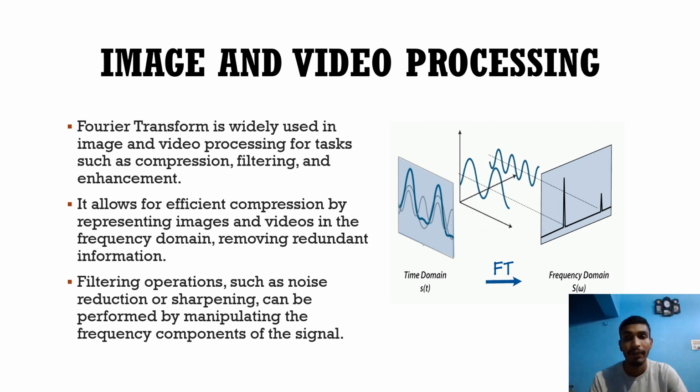Image and video processing. Fourier transform is widely used in image and video processing for tasks such as compression, filtering, and enhancement. It allows for efficient compression by representing images and videos in the frequency domain, removing redundant information. Filtering operations such as noise reduction or sharpening can be performed by manipulating the frequency components of the signal.